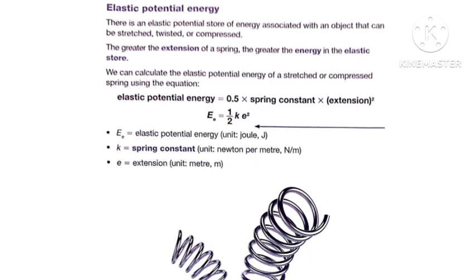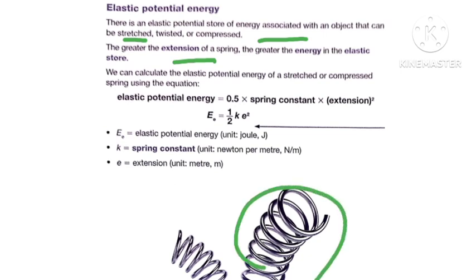Now next is elastic potential energy. It is related to an object that can be stretched, twisted, or compressed. All three points: it is associated with stretching, twisting, or compressing. The greater the extension of a spring, the greater the energy in the elastic store.